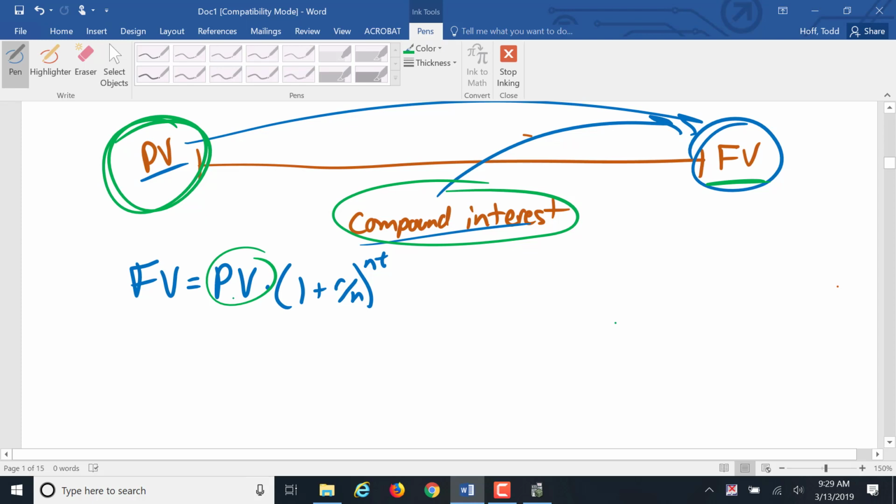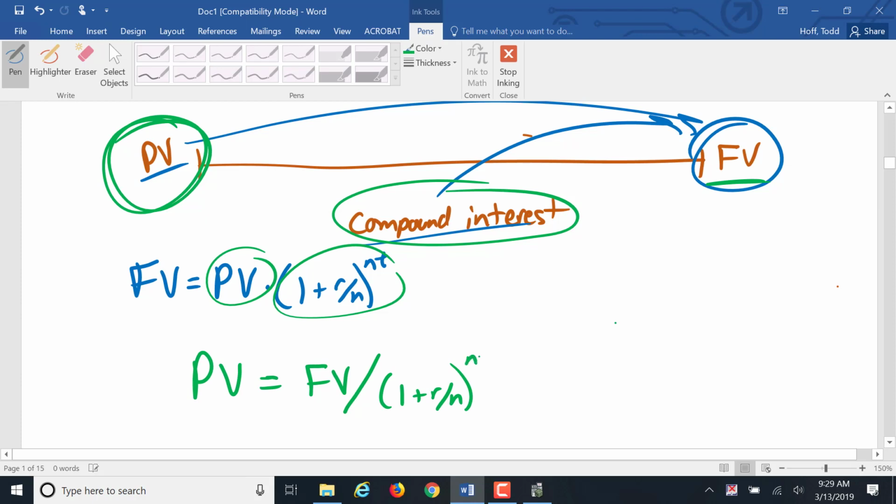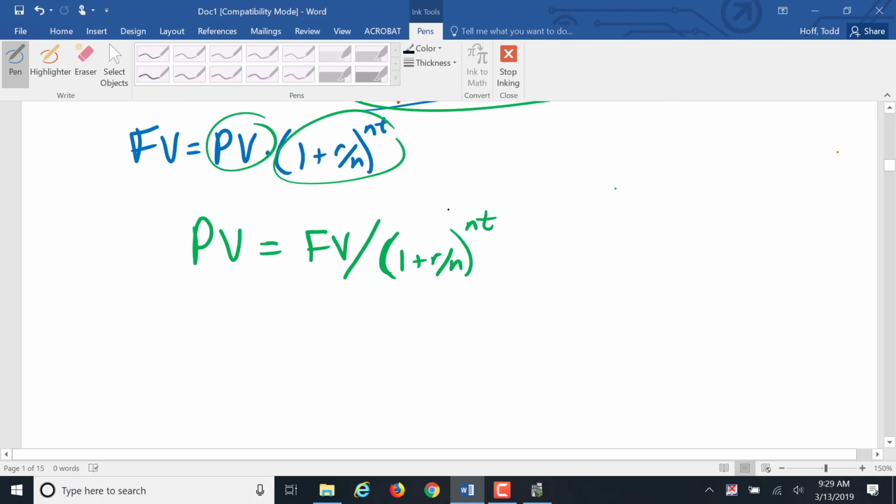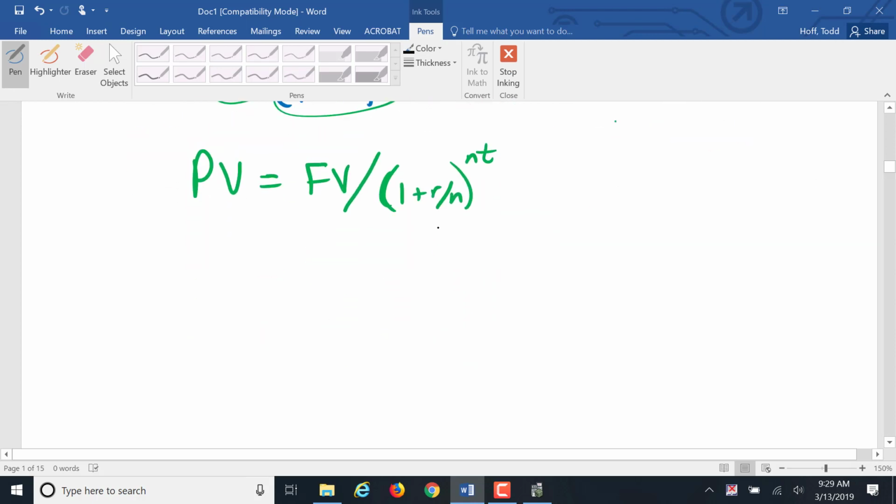We're solving for the present value. Some basic algebra tells us we're going to divide by that compound interest factor. That'll give us that the present value is equal to the future value divided by our compound interest factor. So let's take a peek now at some examples. These are going to be very similar to the examples we used in the future value video.